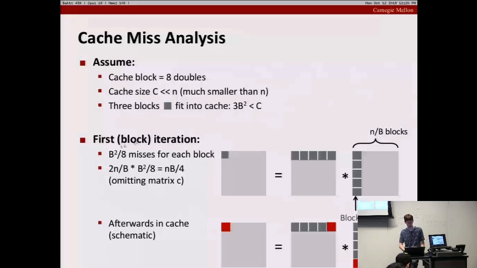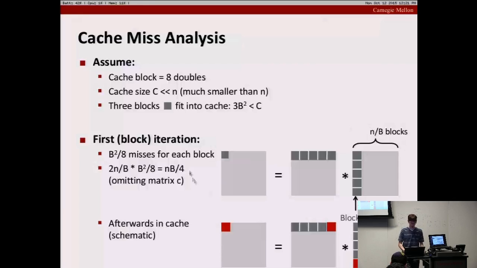And we've got b squared of these elements, so b squared over 8 misses to get these. Oh, we're assuming that 3 blocks fit into the cache. Okay, so 3 blocks fit into the cache. That's enough for the block from C, the block from B, and the block from A. That's good.